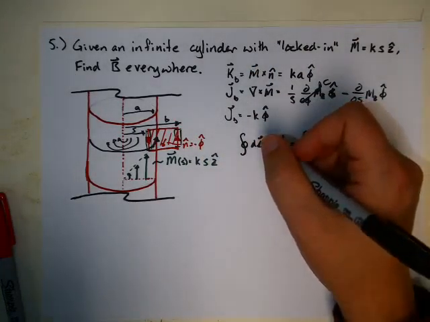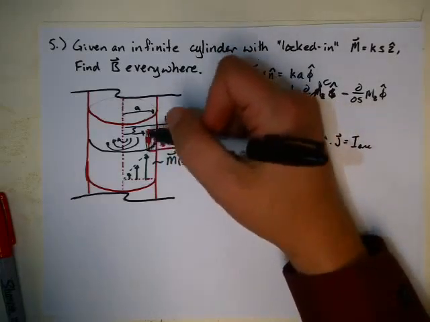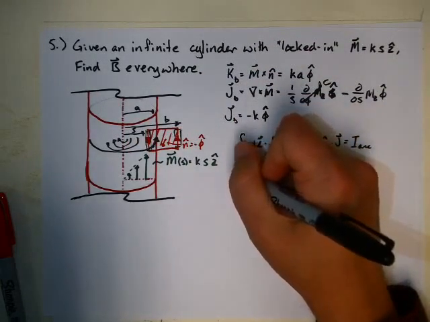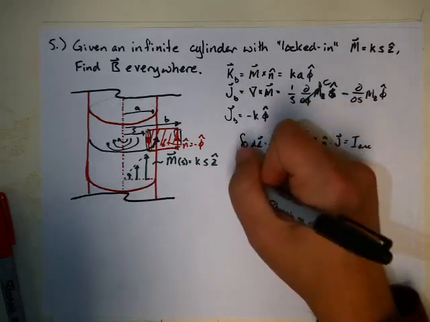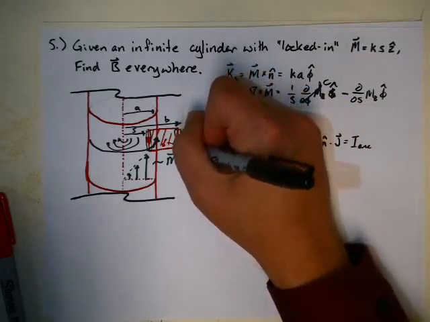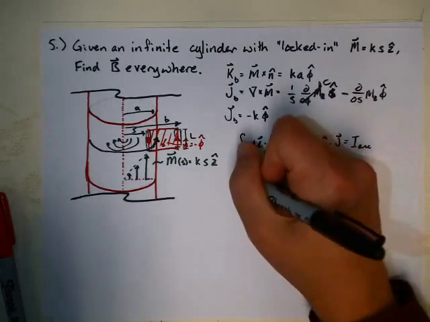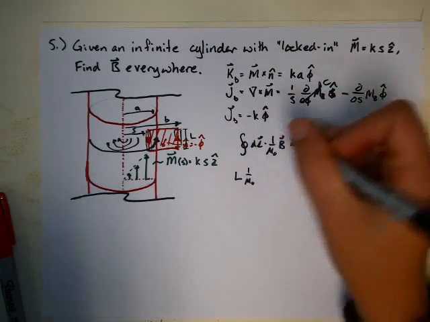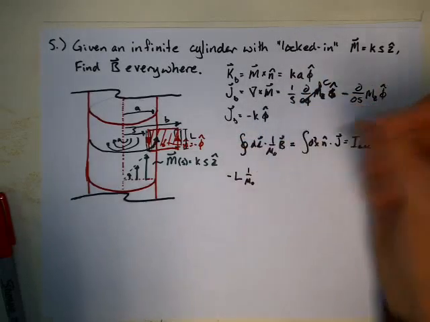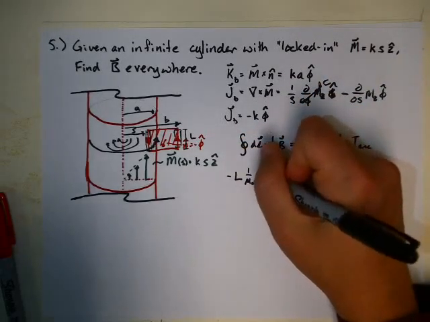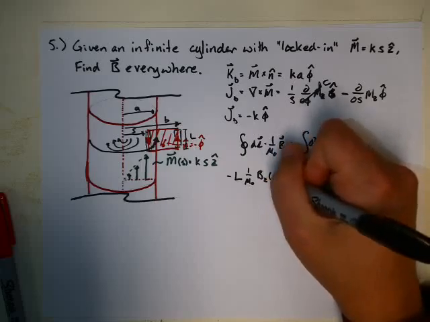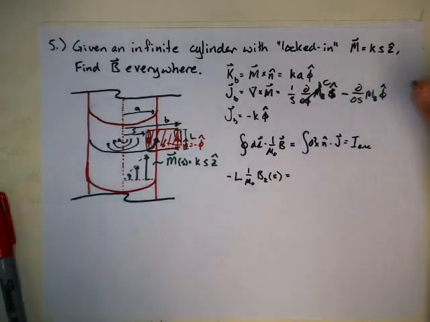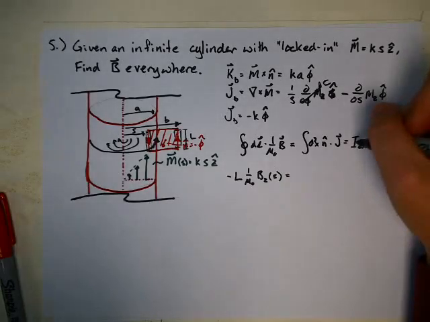Since this doesn't depend upon z, it will only depend upon s, so the line integral just gives the length of that line. Define the length of this line as L. So this is L times 1 over mu naught. It's in the minus direction, so minus L times 1 over mu naught times B in the z direction as a function of s. This is going to equal the current enclosed.